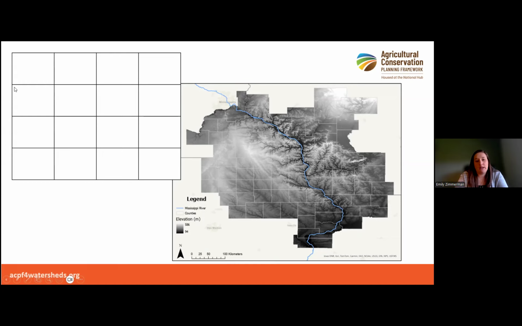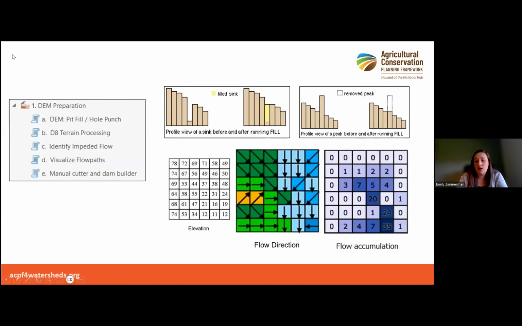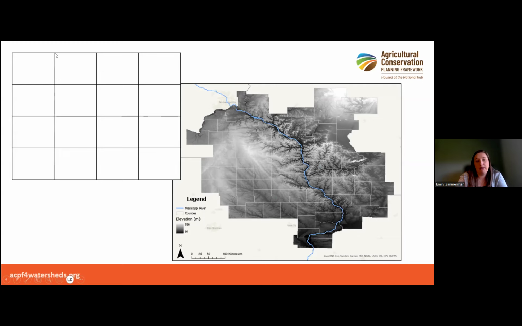So each of these grid cells would have a linear area around it. Common linear areas for digital elevation models would be between 1 and 3 meters on each one of these sides. And then each one of these squares is going to be assigned an elevation, and that elevation is going to be representative of that particular grid cell.